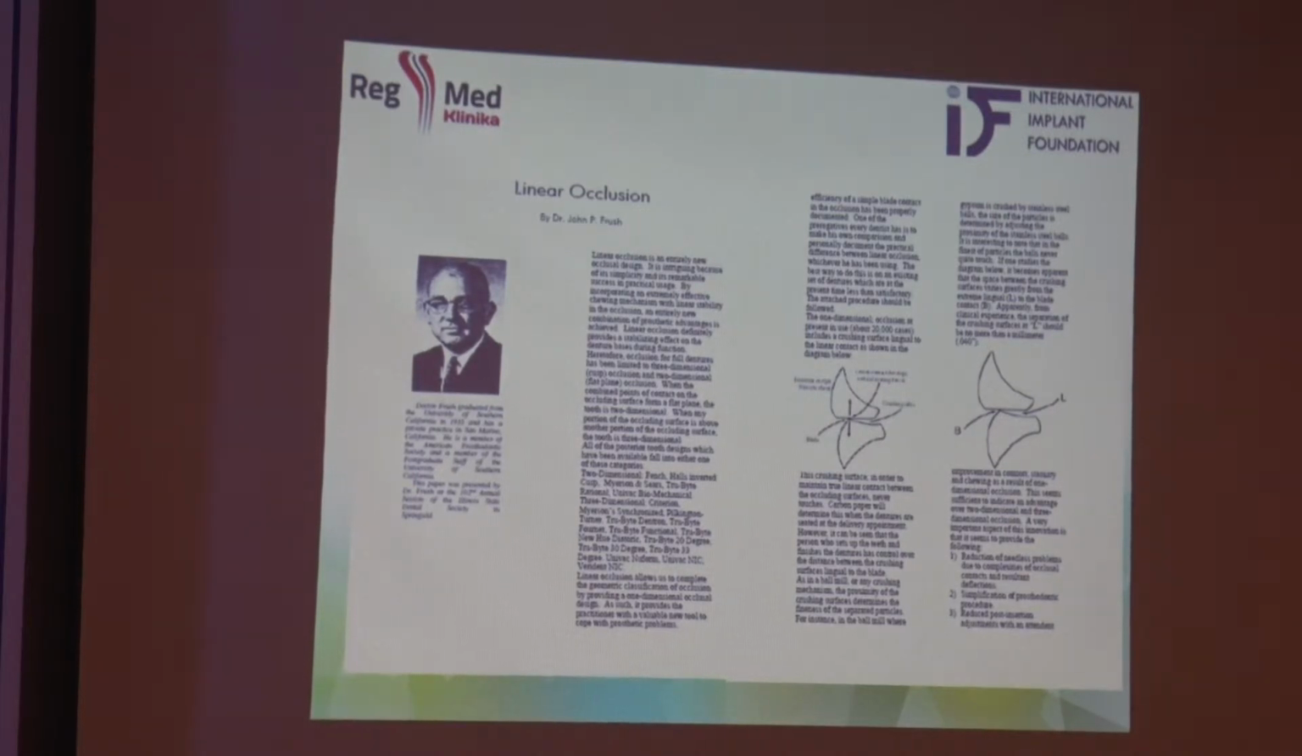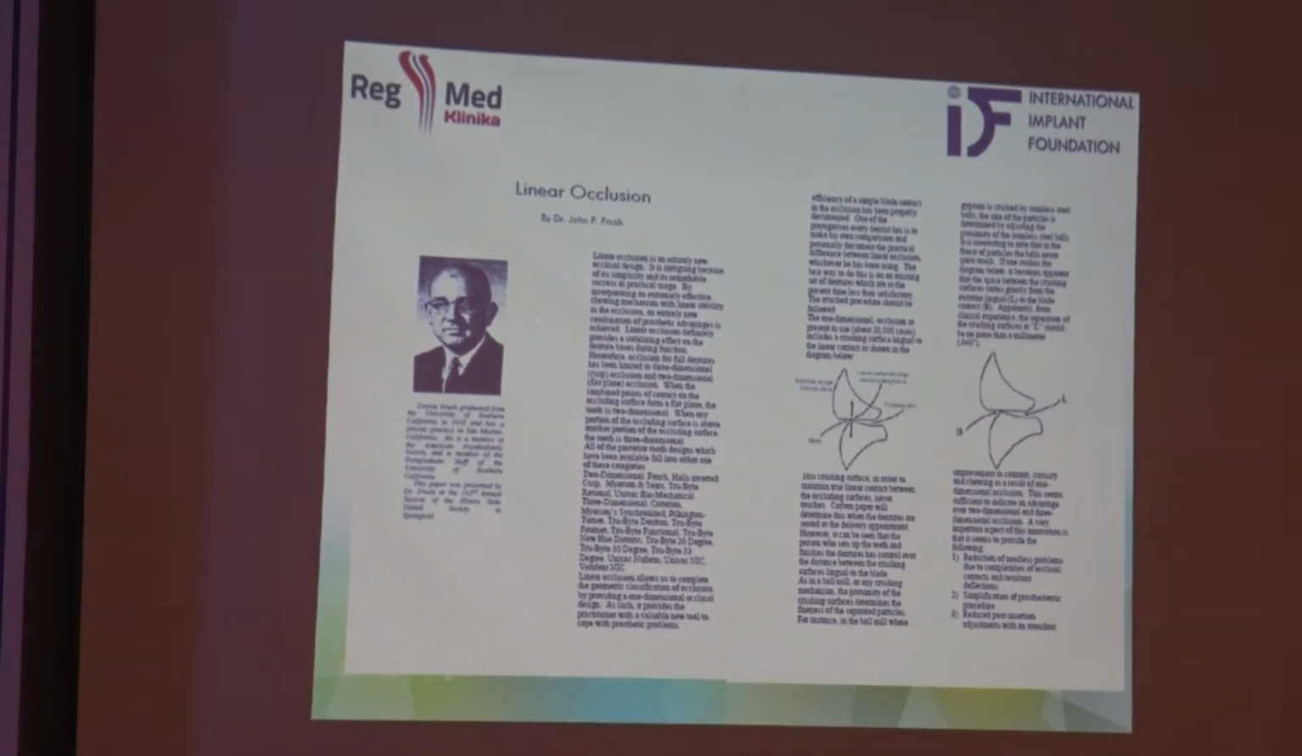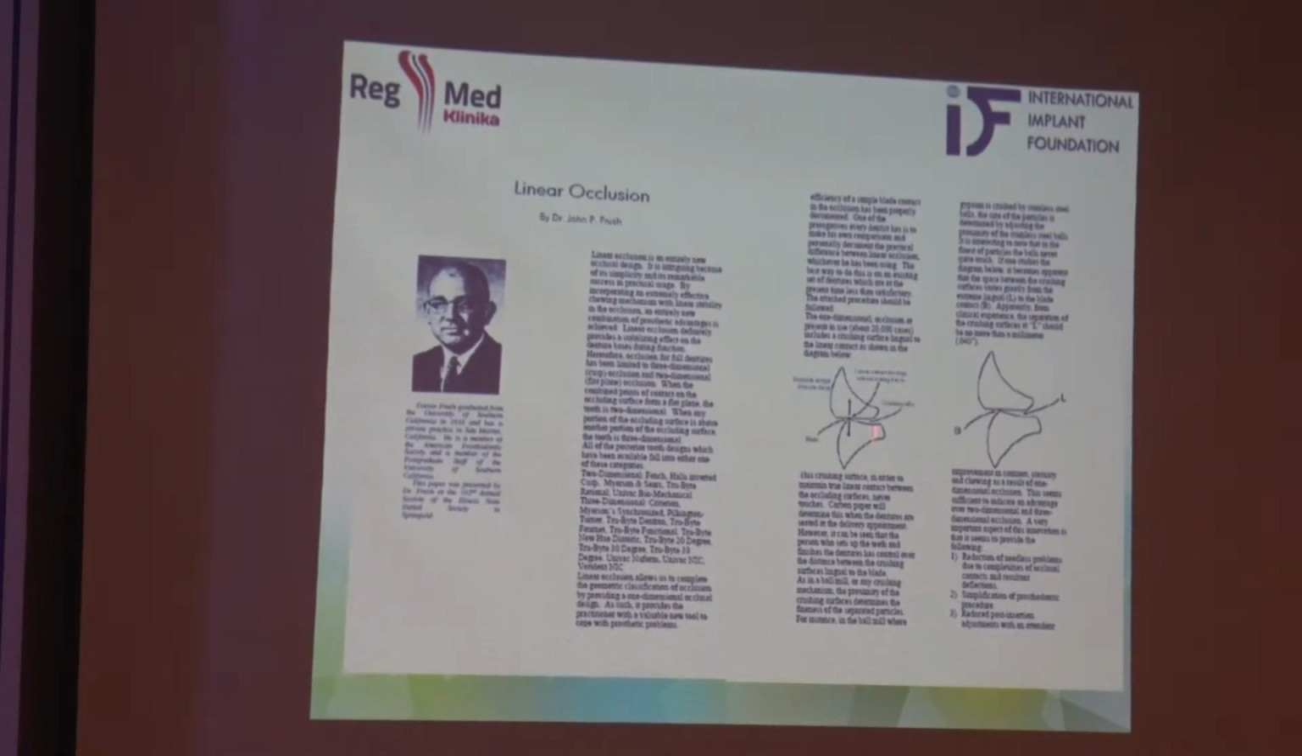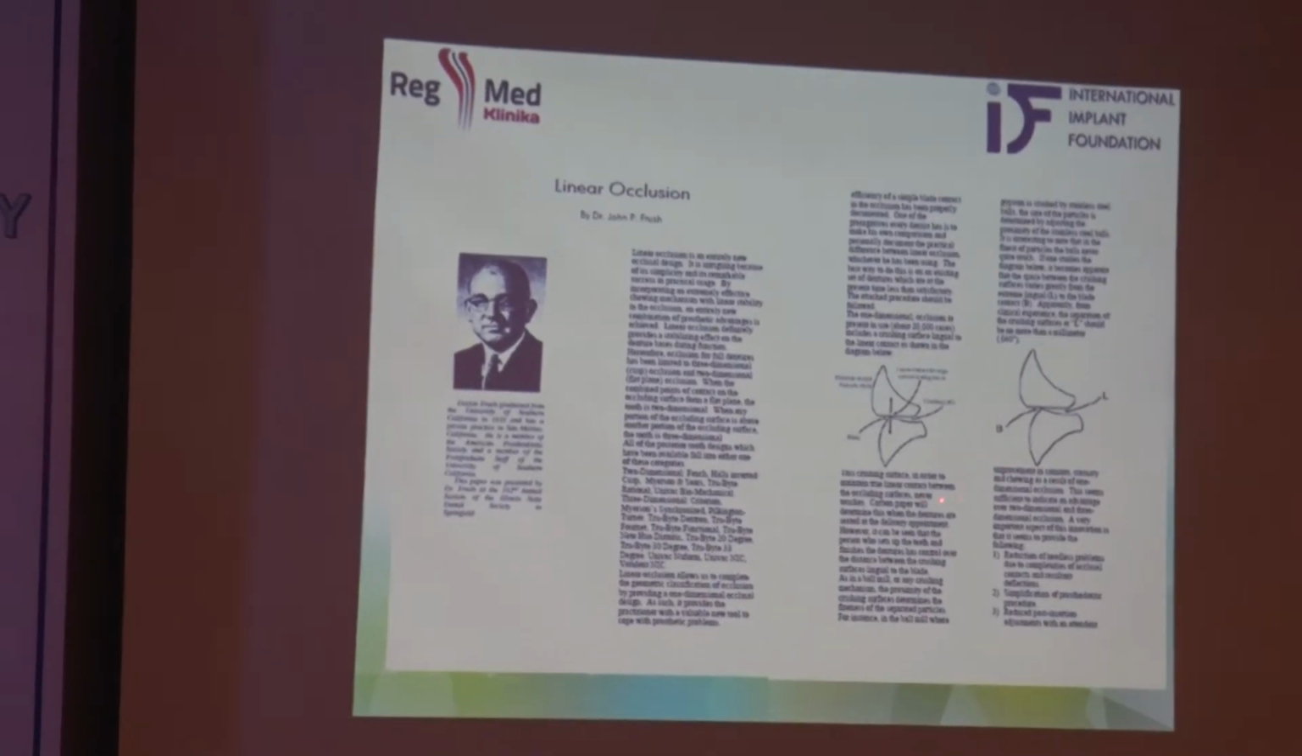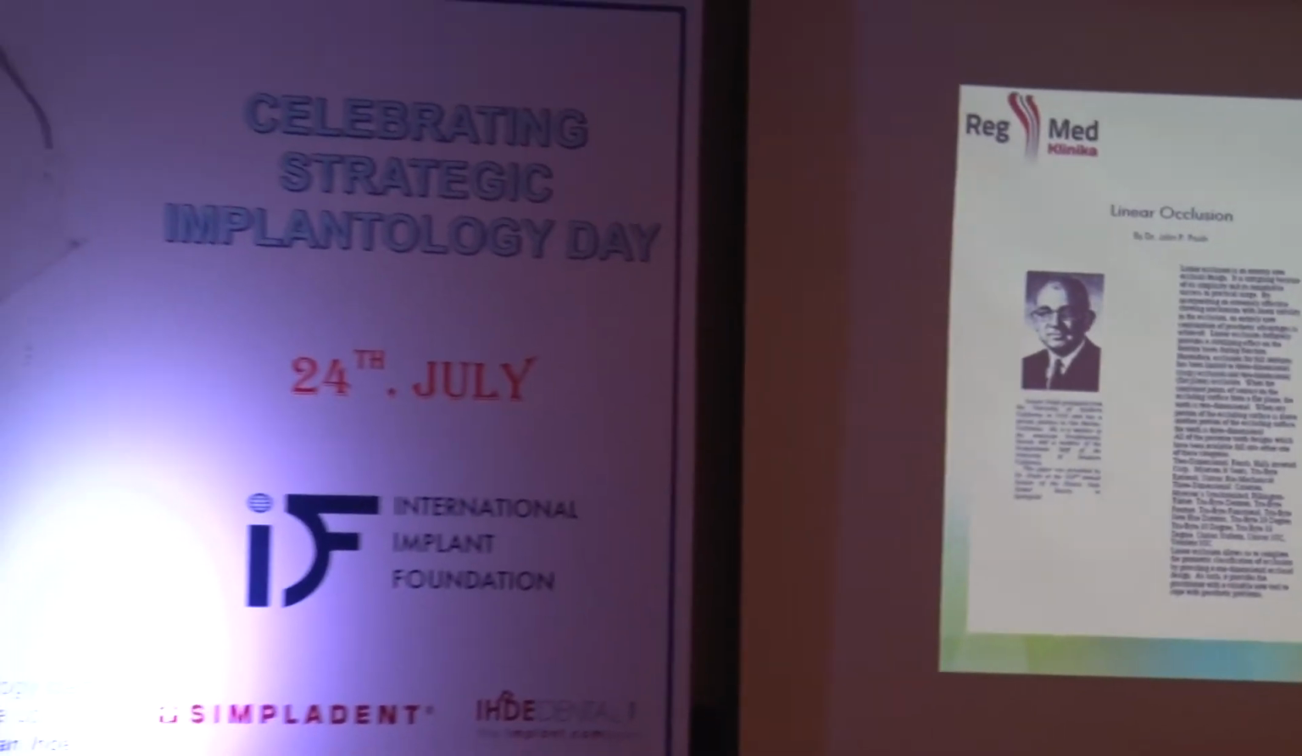In the case of the monoplane occlusion, we are referring to two-dimension occlusion, because we are talking about the width and the length of the contacts, and his linear occlusion is referring to one-dimension occlusion, because there is only contact on the blade.